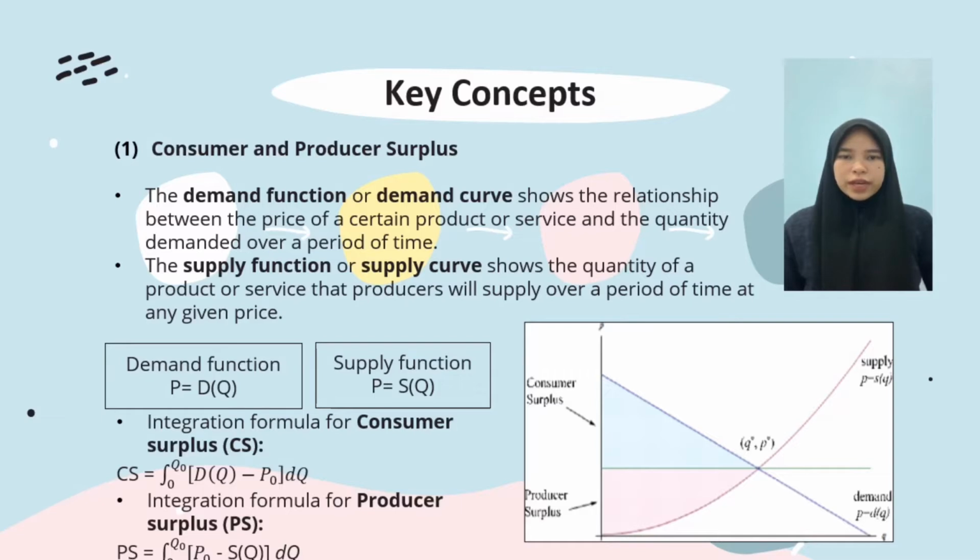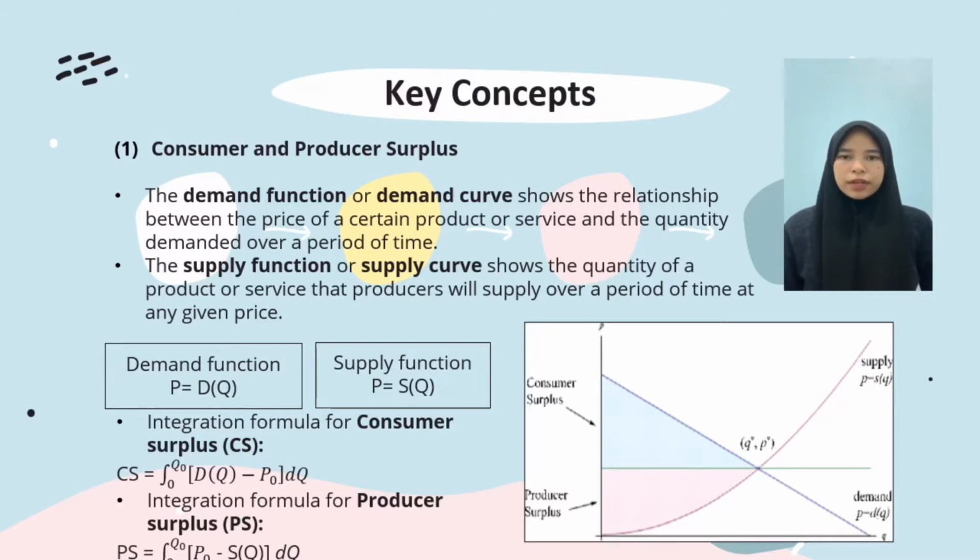Next, I am going to explain the key concepts for this study. So first, consumer and producer surplus. The demand function or demand curve shows the relationship between the price of a certain product or service and the quantity demanded over a period of time. The supply function or supply curve shows the quantity of the product or service that producers will supply over a period of time at any given price.